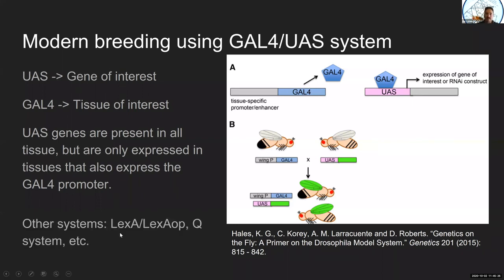There are other systems like the LexA, LexAOP, Q systems. A bunch of these are coming online. They're really powerful genetic tools for doing the kinds of perturbation experiments that I showed you in the previous talk.